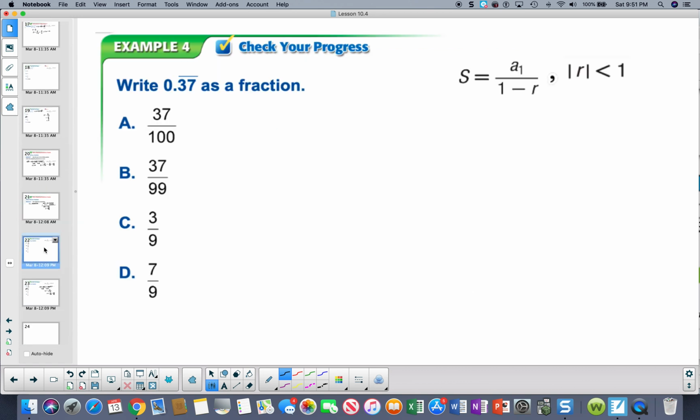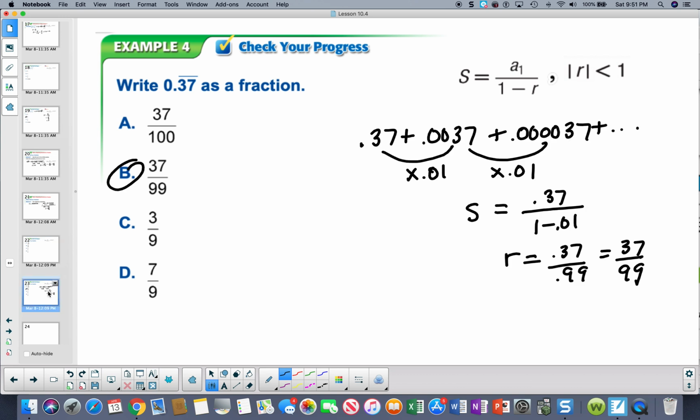Okay, pick out whatever method you like and find the answer. And here's the solution.